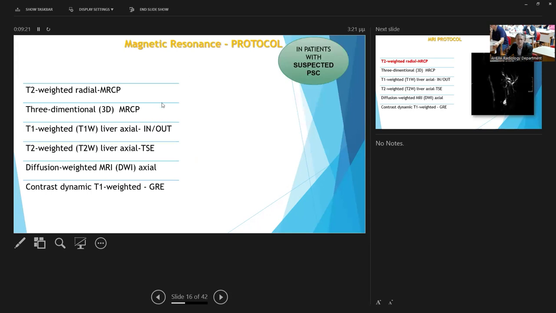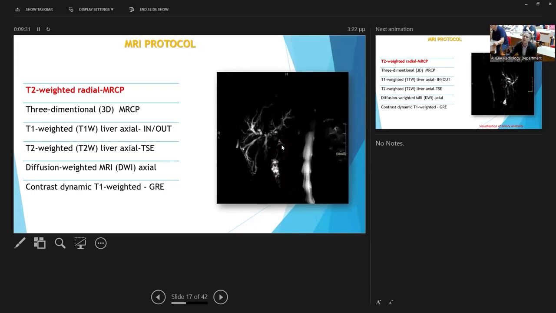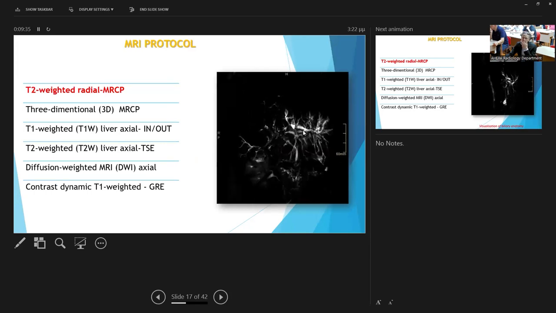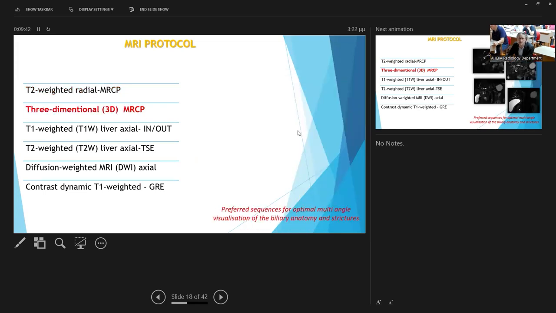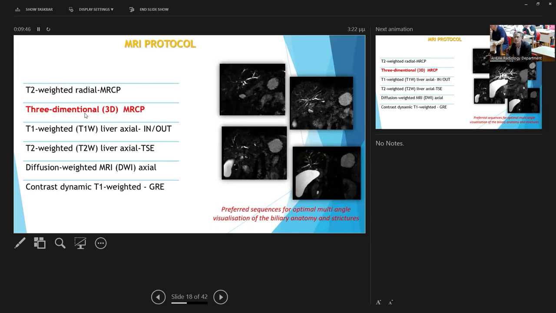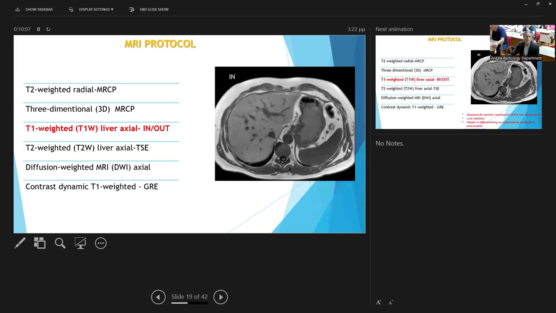Regarding the protocol, we suggest a standardized protocol that should start with the typical T2-weighted radial MRCP sequences, which give us an overall overview of the entire biliary tree, so we can immediately recognize the presence of stenosis and biliary dilation. But for sure, the most important sequences are the three-dimensional MRCP sequences, because, since they have really thin slices, they allow us to better recognize the stenoses and to measure them, and they also allow a multi-angle visualization of the different possible localizations of primary sclerosing cholangitis. The T1 sequences should be performed both in phase and out of phase.